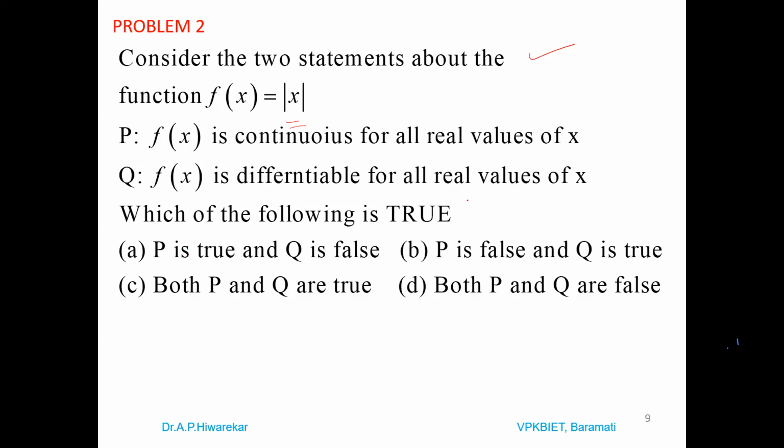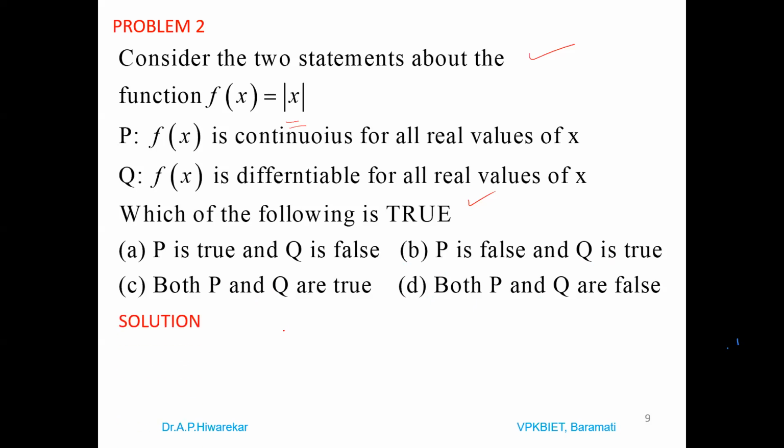Which of the following is true? P is true, Q is false. P means f(x) is continuous for all real values of x, and Q means f(x) is differentiable for all real values of x. Then: P is false, Q is true; both P and Q are true; both P and Q are false.